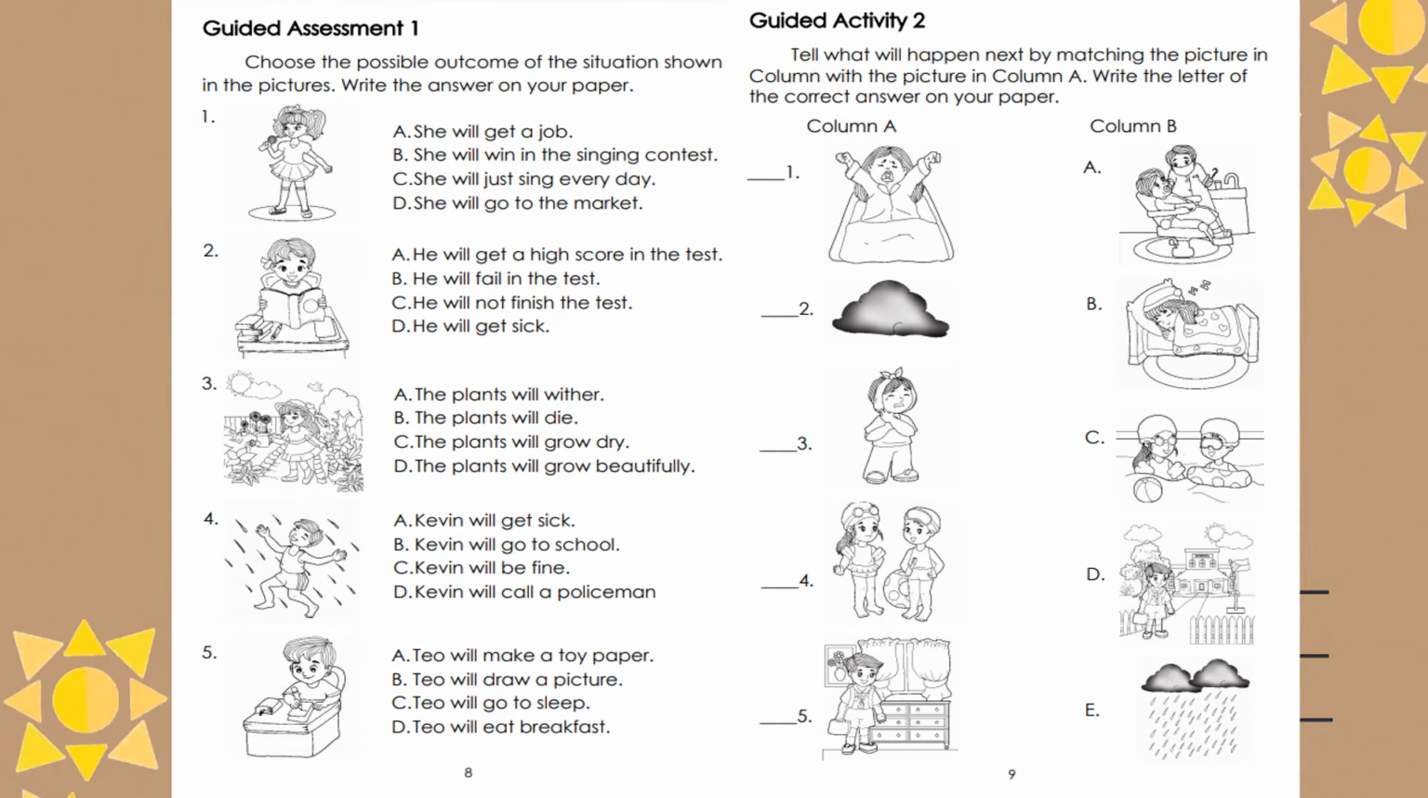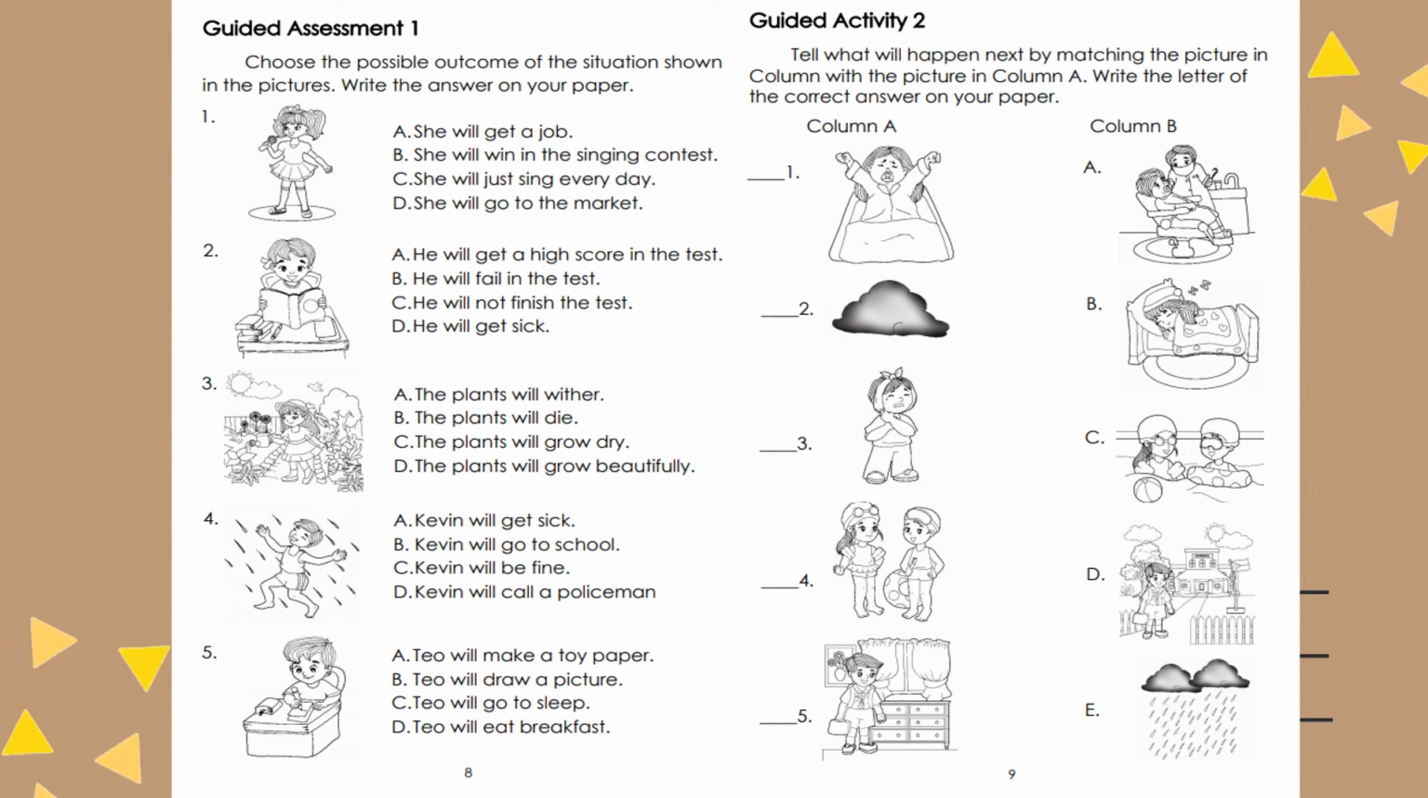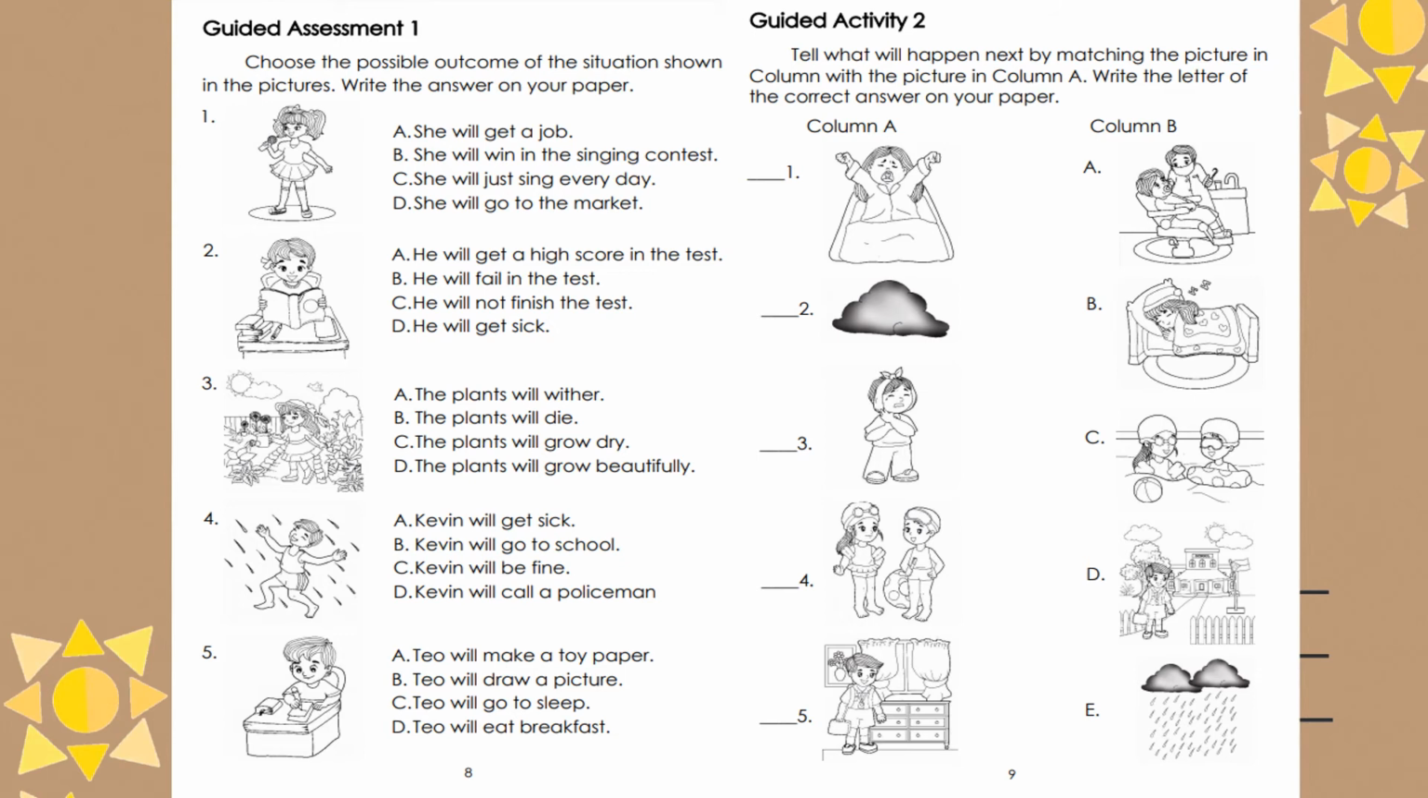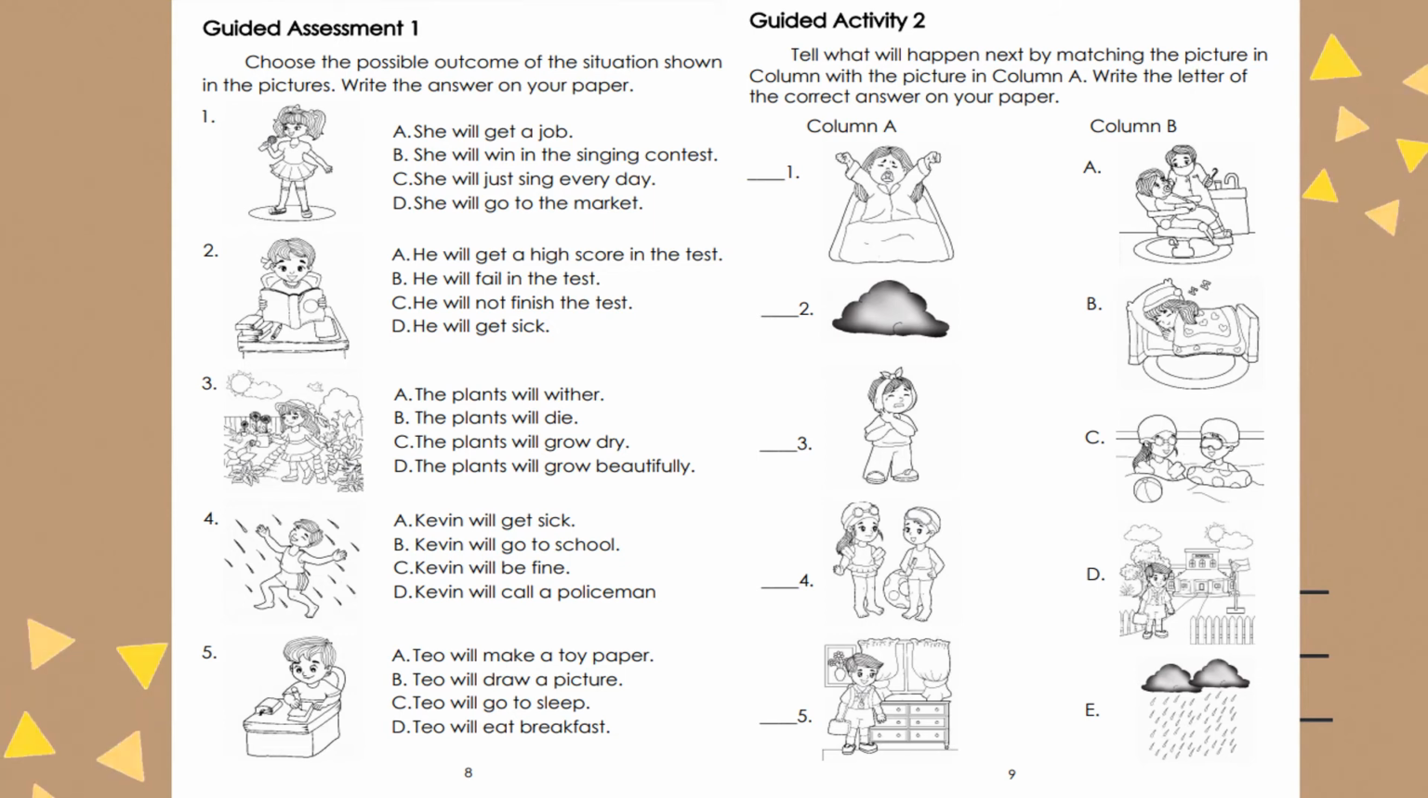Number 2, A. He will get a high score in the test. B. He will fail in the test. C. He will not finish the test. D. He will get sick. Number 3, letter A. The plants will wither. Letter B. The plants will die. Letter C. The plants will grow dry. Letter D. The plants will grow beautifully.